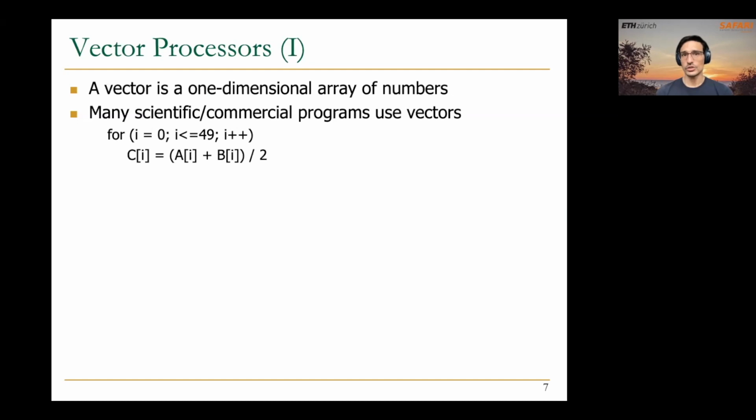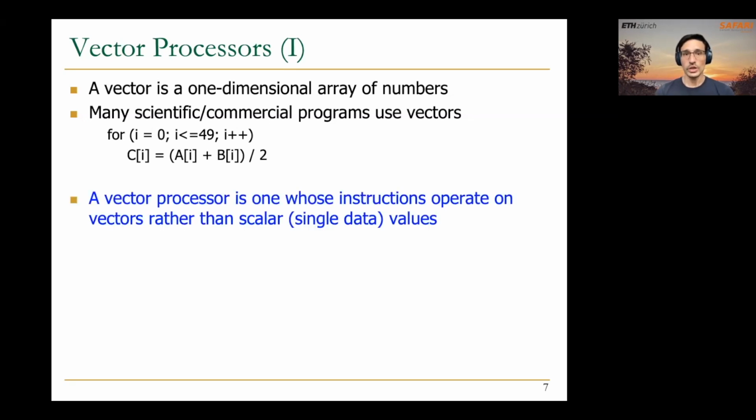So let's start by defining what a vector is. A vector is a one-dimensional array of numbers, and many applications use vectors, as you know. We have very naive, simple code for a start. Here is a for loop that goes over 50 elements of arrays A, B, and C. What it's doing is reading elements from arrays A and B from memory, adding these elements with the same index, dividing the intermediate result by 2, and storing the result in the corresponding element of array C.